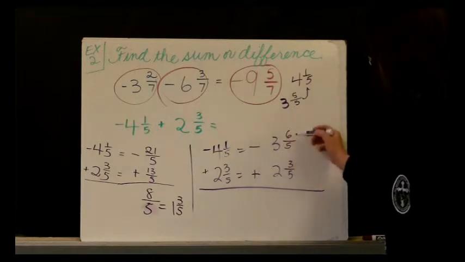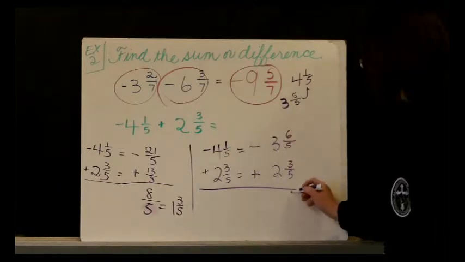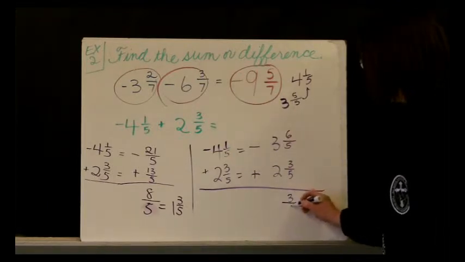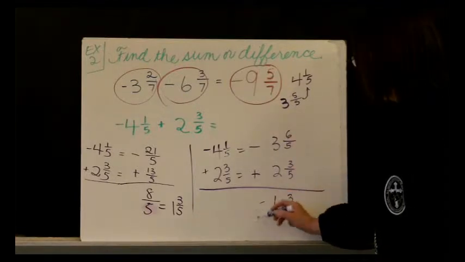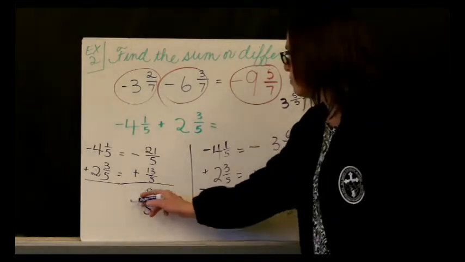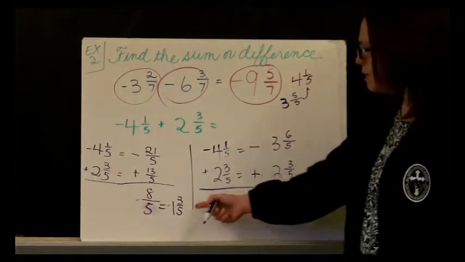And we would subtract our fractions, 6/5 minus 3/5, or 3/5. And a -3 and a +2 gives us a -1. These would be negative as well. So you see we end up with the same answer.